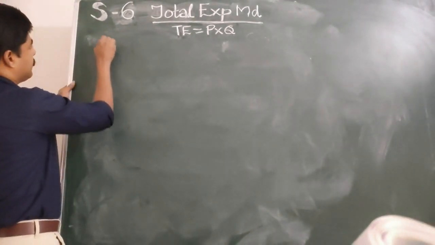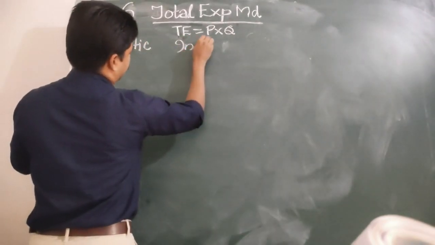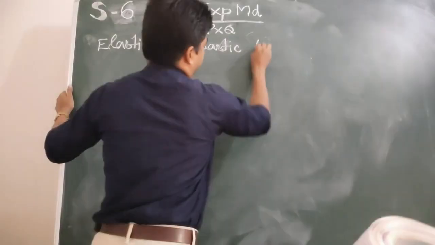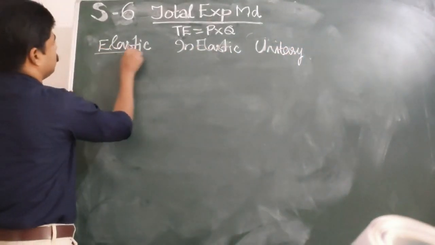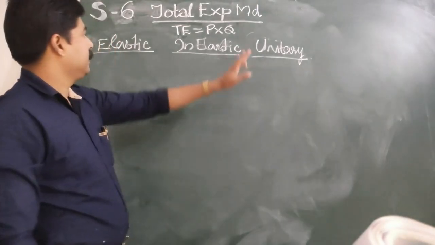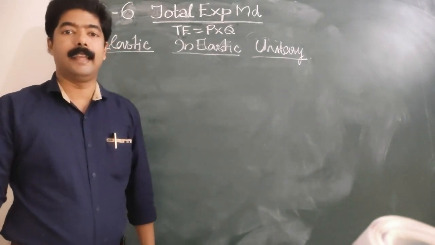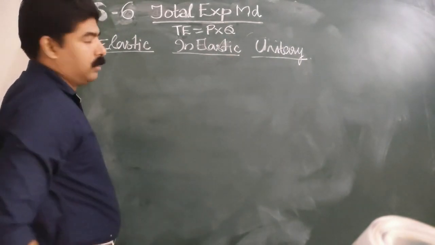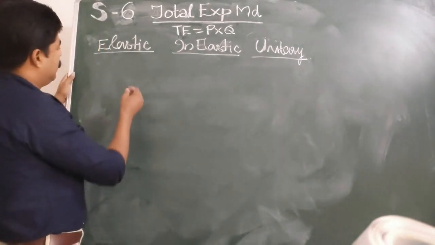So we can write elastic, inelastic, and unitary. All these three categories of elasticities that come under the total expenditure method can be explained with the help of a diagram. So you can draw three different diagrams here. Thereafter, I will tell you what is elastic, what is inelastic, and what is unitary. So you can just draw the diagrams.